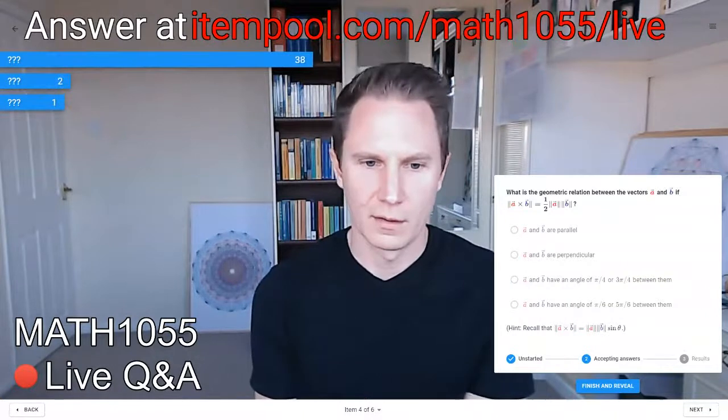So this is similar to the question we had, I think the second question we had, which was asking about the geometric relations of two vectors if their scalar product had some special relation to the lengths of the vectors. Now we have a similar situation where the vector product of the two vectors has an interesting relation. Well, its length is related in a very specific way to the lengths of A and B.